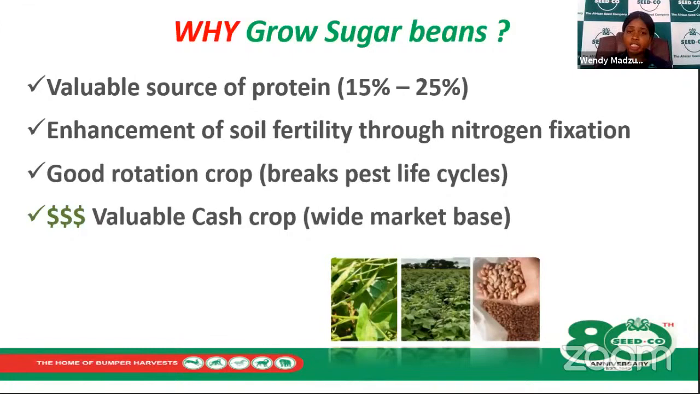Good crop rotation as well is what we get from growing sugar bean, because imagine if you're going to grow maize, then follow up by putting sugar bean. It means you have a chance of curbing the problem of fall armyworm and maybe the African armyworm, because these are crops in different families.